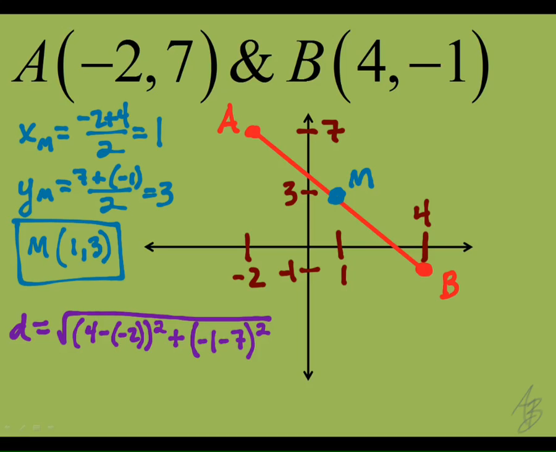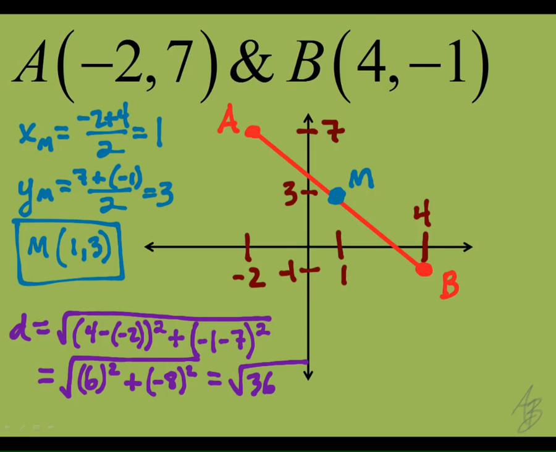So then we need to simplify this here, Brittany. So tell me, what is 4 minus negative 2? 6. Okay, so we get 6 squared. And what is negative 1 minus 7? Negative 8. So we have negative 8 squared, and then the square root of all of that. And what is 6 squared? 36. And negative 8 squared? 64. Yes, and that's a positive 64 because a negative times a negative is positive, right?